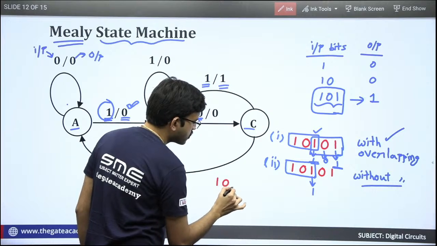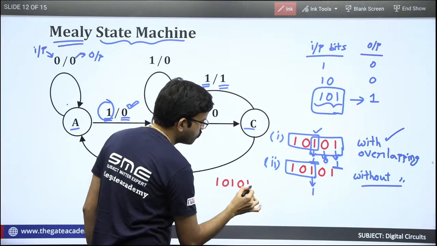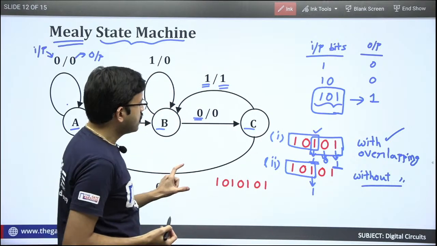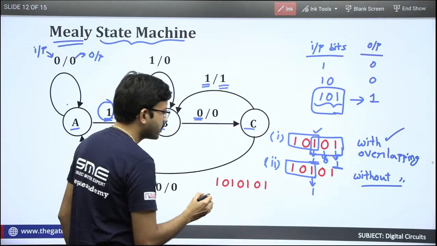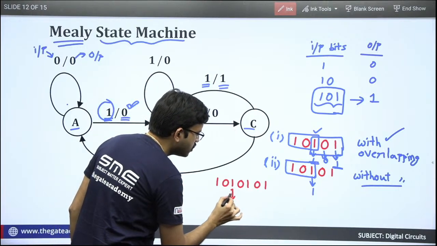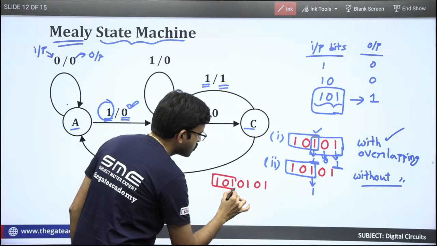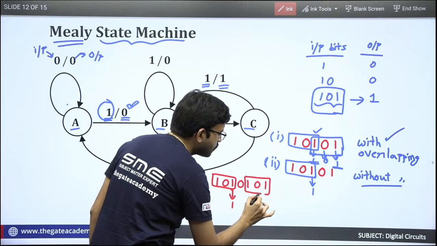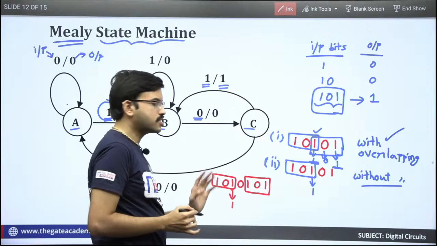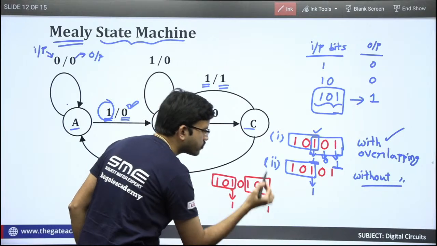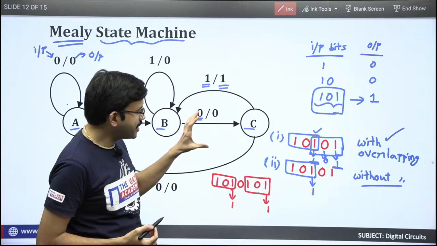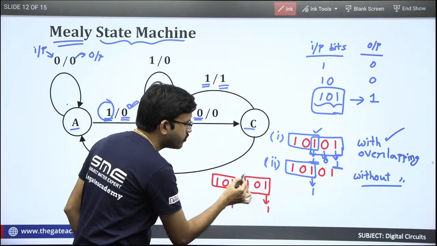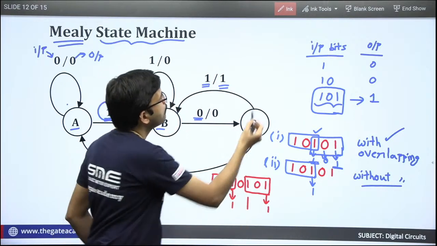you have bits like this: 101, 0, 101. Suppose you have one sequence of bits like this. If it is non-overlapping, then here you have 101, so output is 1. Now, non-overlapping means you have to start the fresh sequence 101 once again. Here you will get output as 1. If the detector is detecting the bits with overlapping, in that case here also you have 101, so here also you will get 1.